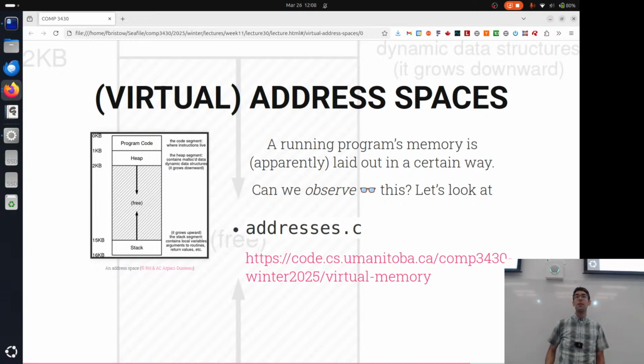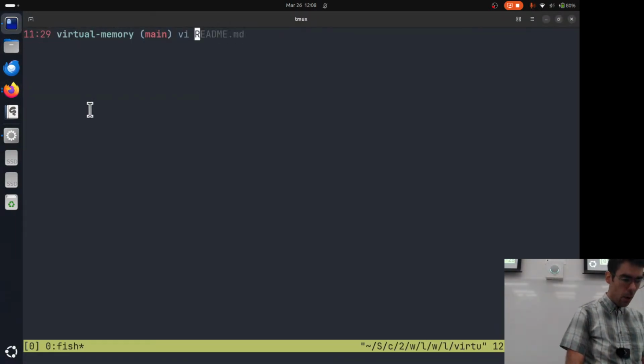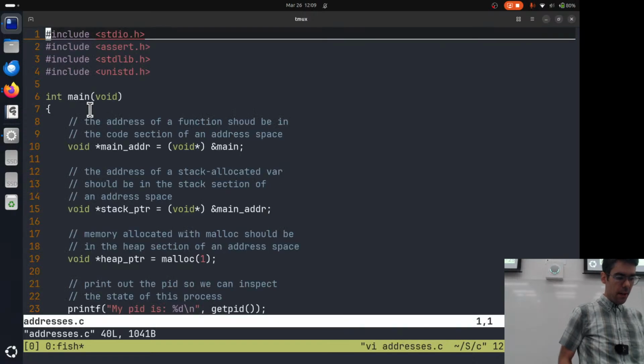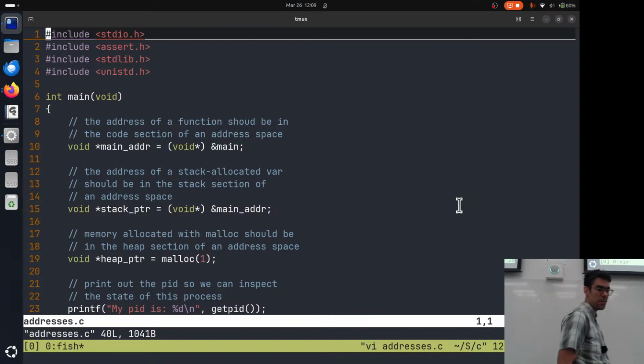This is not doing anything special. This is just taking a look at some addresses of stuff that happens to be in memory. So I'm going to start by popping over to my terminal and open up addresses.c. Addresses.c really just gets the addresses of some things so that we can try to see what the overall layout of our virtual address space is for this process.